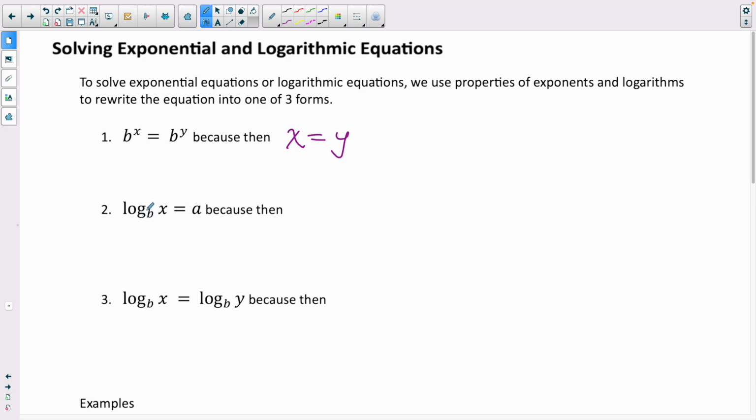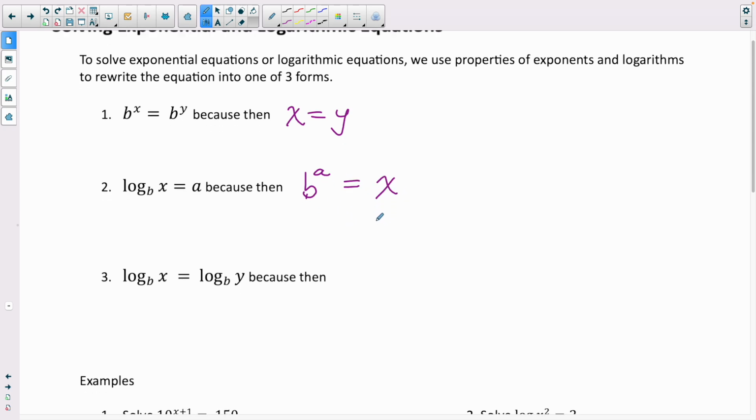If we have log base b of x equals a, so if we can get our equation to look like this, where b and a are some numbers, the reason we want to do this is because b to the a, which would be a number, is just equal to my x value. All right, and so again, b to the a would be some number if b and a are numbers here, and then we can just solve for x.